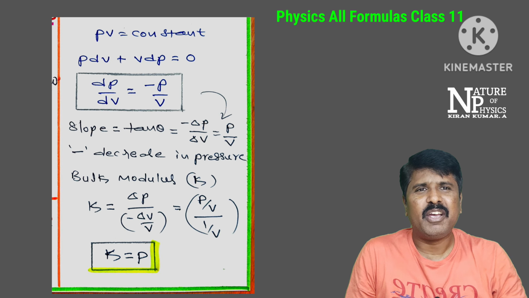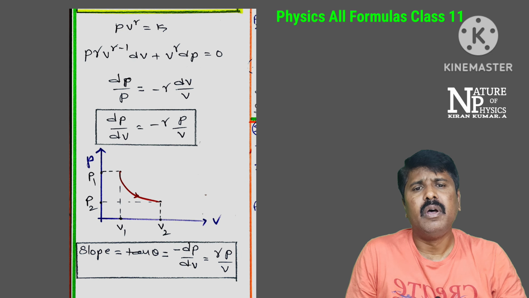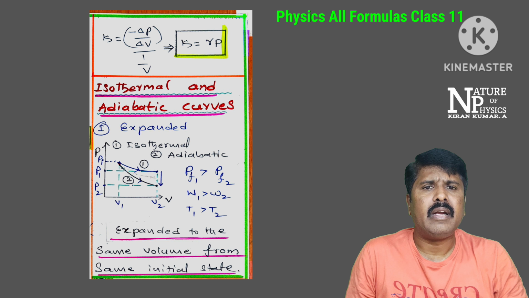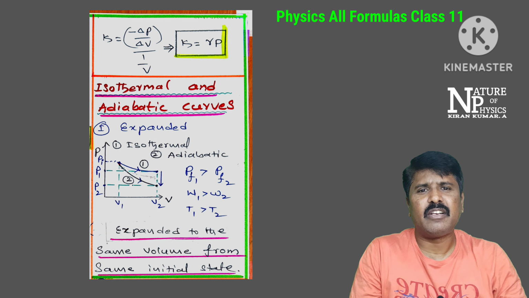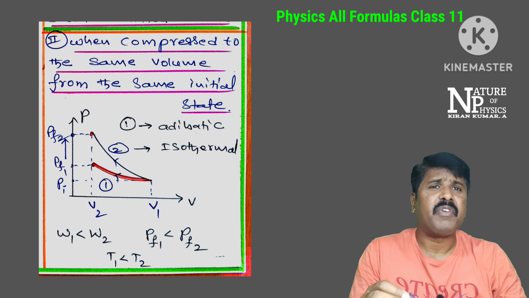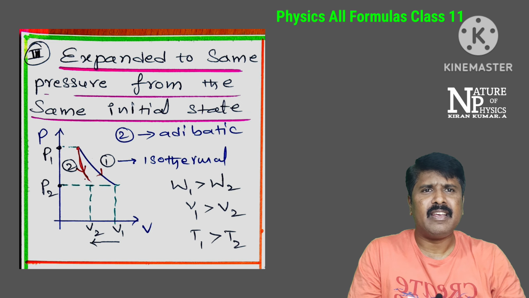And the next one is the adiabatic process. So for the adiabatic process, work done, PV to the power of gamma, TV to the power of gamma minus 1. And the third relation also I gave you, and based on the graph we got the relation between the bulk modulus K and the pressure, student, that is K is equal to gamma P, I gave you, student. And isothermal and adiabatic curves also, four relations given, expansion and also compression. So for the isothermal process and adiabatic process, work done, and also volume and temperature relations are clearly given, student.